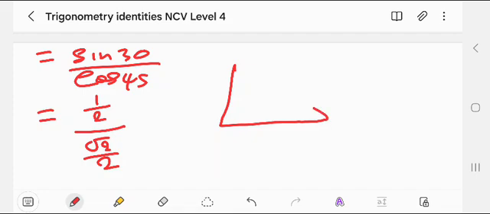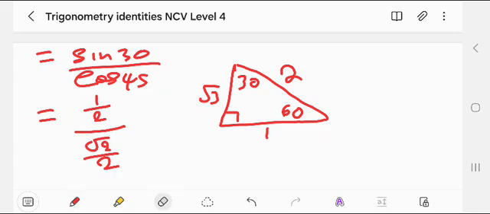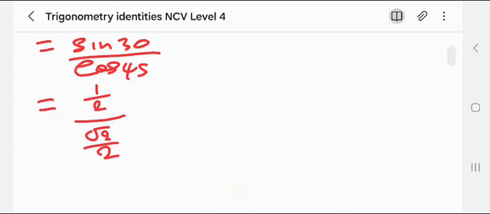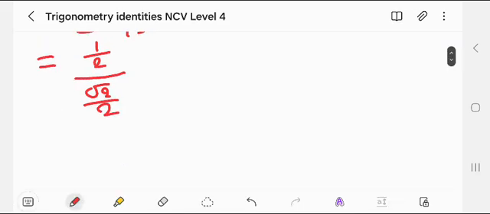Remember, there is this diagram here. You can see 60, 30. When you have 30, we will have 1, and this side is the square root of 3. Remember, cosine is adjacent over hypotenuse. You must use this special angle triangle either way. Even if you press on the calculator, they won't accept it. But now, you simplify your math.